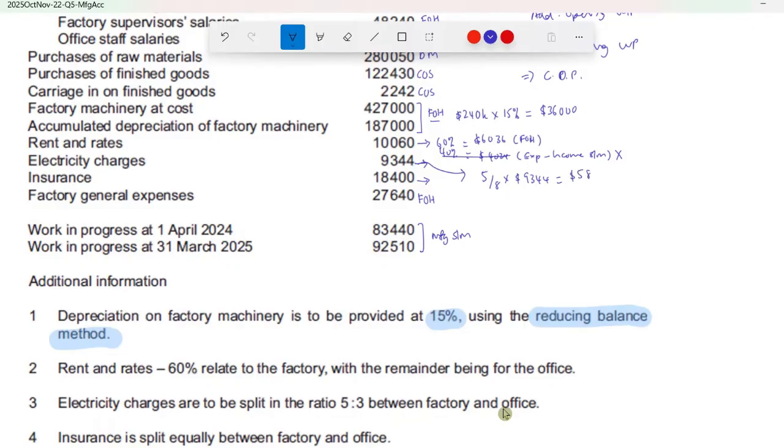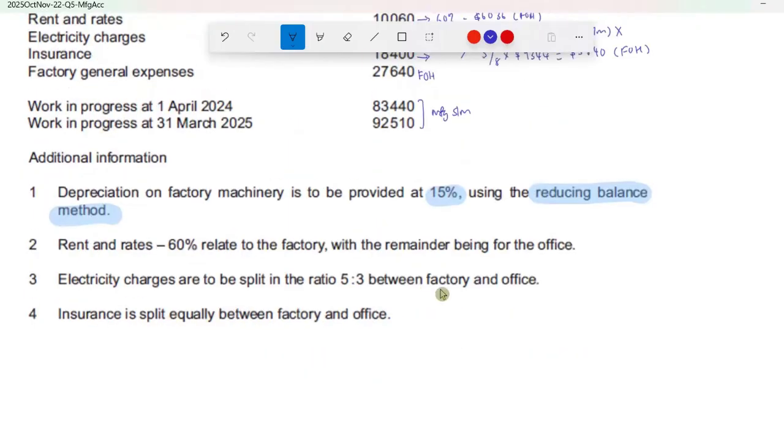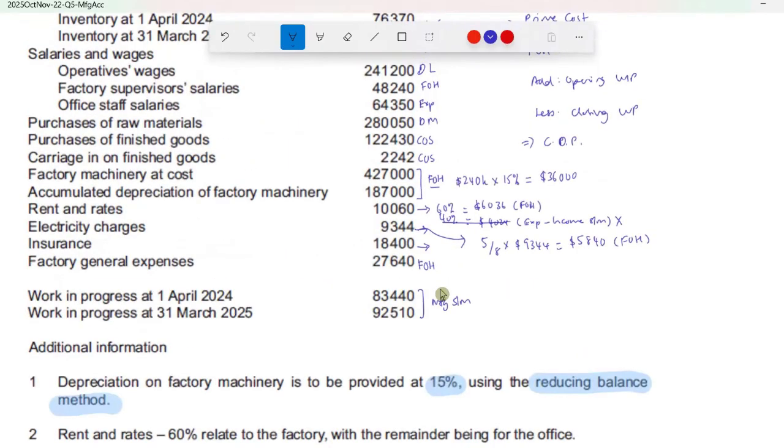$5,080. Sorry, $5,840. It is a factory overhead item. Electricity for the factory. As for the 3 out of 8 portion is for the office, they'll be for expenses. We don't need that information to answer the question. Right. Insurance is split equally between factory and office. Okay, so insurance, we split equally half.